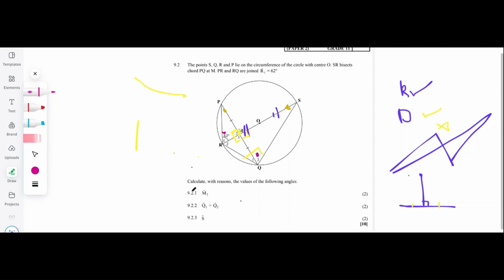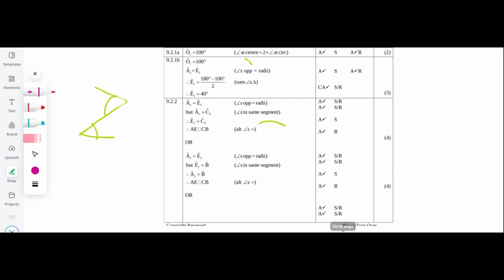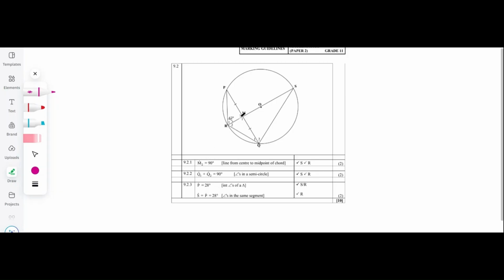Now let's continue on. 9.2.1, we have to calculate the value of M2. Just like I said previously, M2 is equal to 90 degrees because of line from center to midpoint of chord. Write that down: M2 equals 90 degrees because of line from center to midpoint of chord. You need to substantiate your answer by providing an appropriate statement.